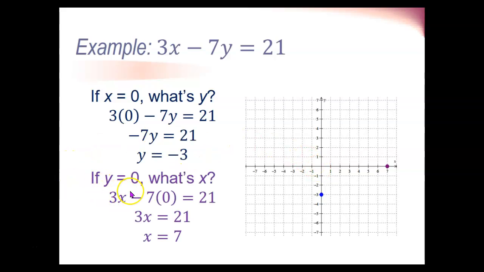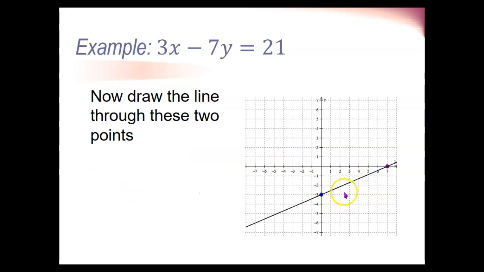Now, if y is 0, what's x? If we put 0 in for y, 3x minus 7 times 0 equals 21. Again, this would just be 0, so we just have 3x equals 21. Divide both sides by 3, you get x equals 7. So the point where x is 7 and y is 0 would be here on the x-axis. And now that we have these 2 points, we can just draw the line through them, and that line is the graph of that equation.